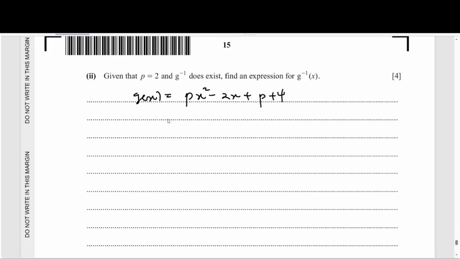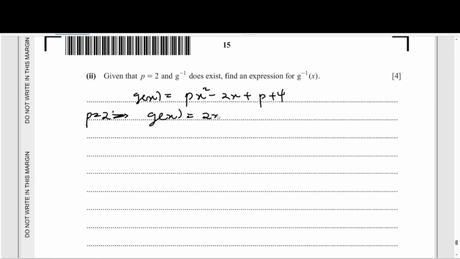So return BII. Given that p equals 2 and g inverse does exist, find an expression for g inverse of x. So g of x has been given over here, and p is said to be 2. So you do substitution right here. p equals 2 implies that our g of x now becomes 2x squared minus 2x plus 6.